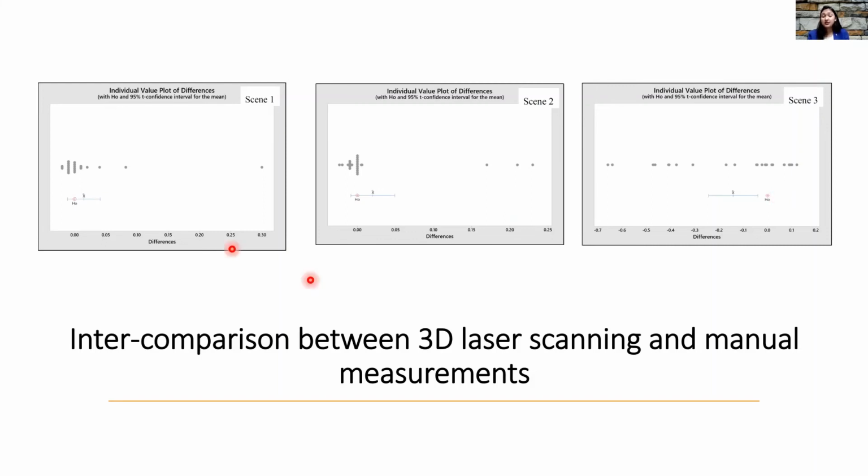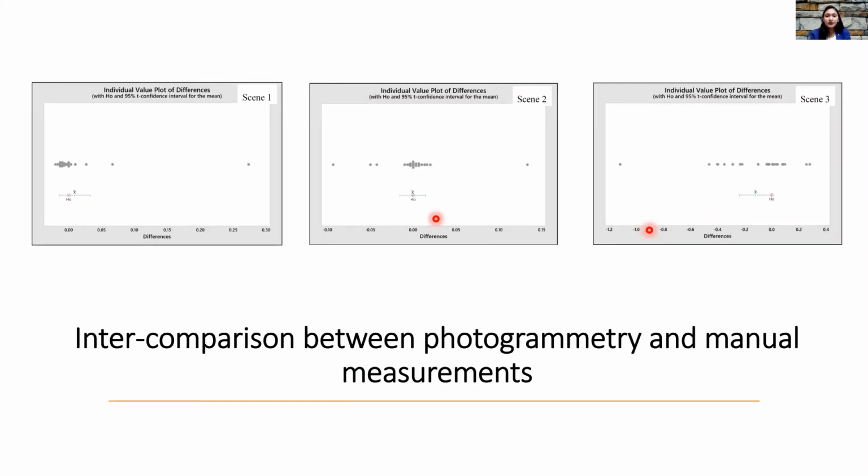And the only reason I think scene 3 is spread all over is that we lack data. There was inadequate data. We need to work more with data, and that's how we will be able to identify the accuracy in that case. Similarly, photogrammetry gave the same results, clustered over here at 0, clustered over here at 0.